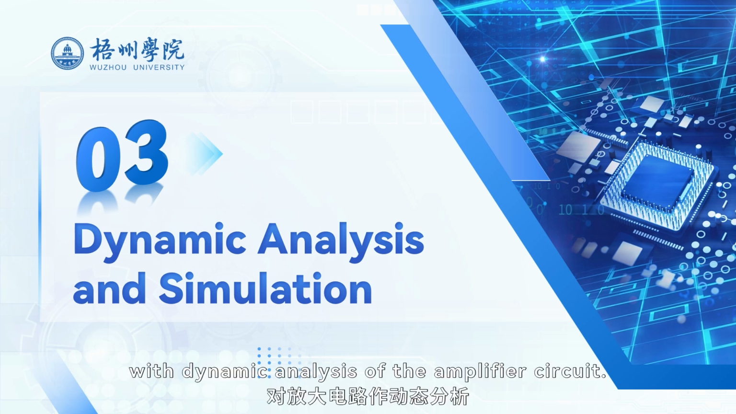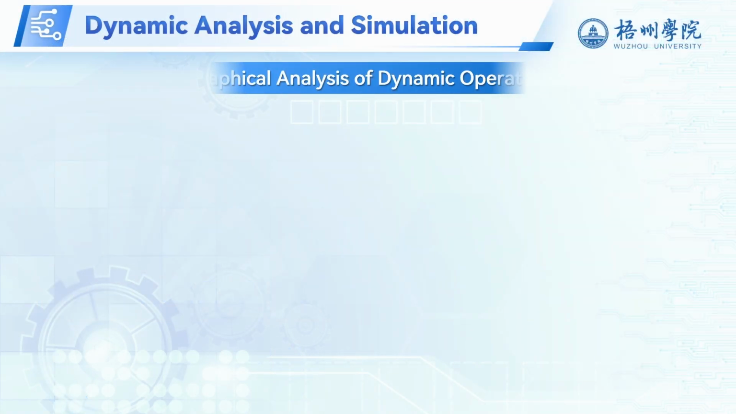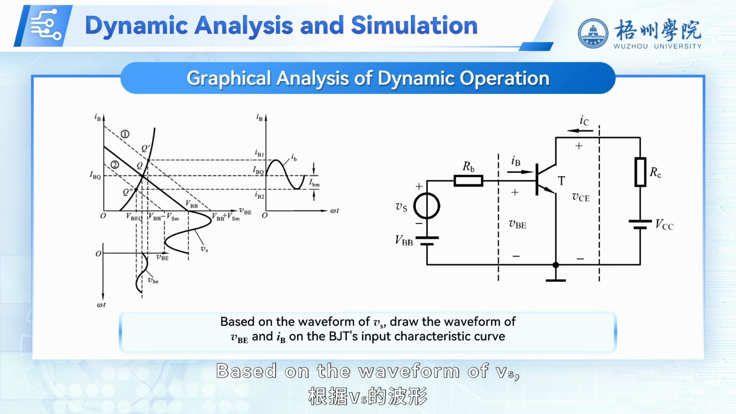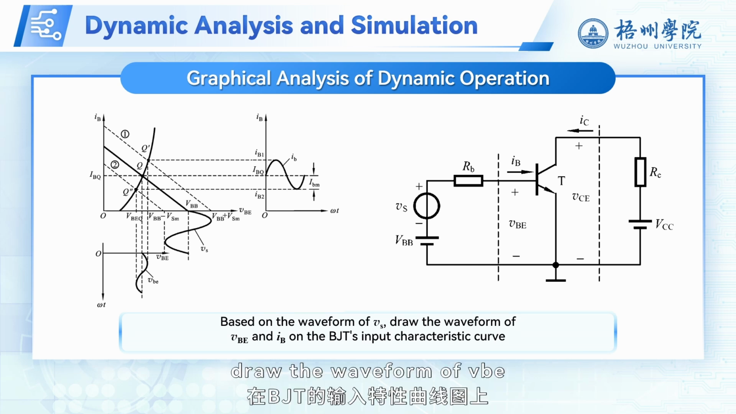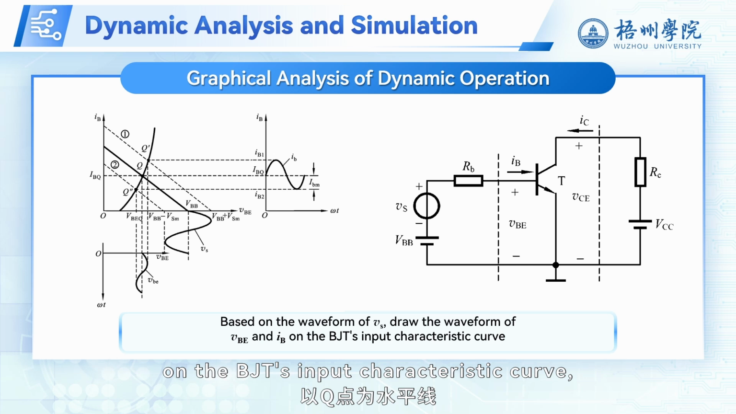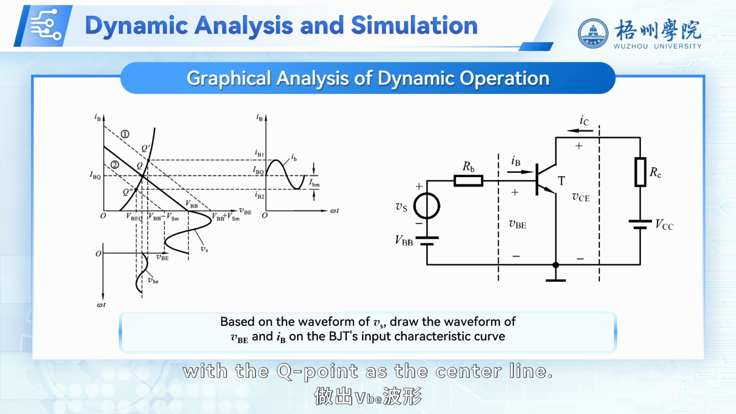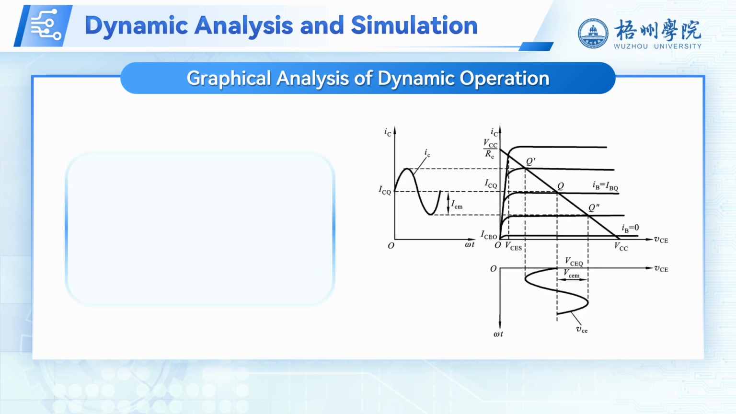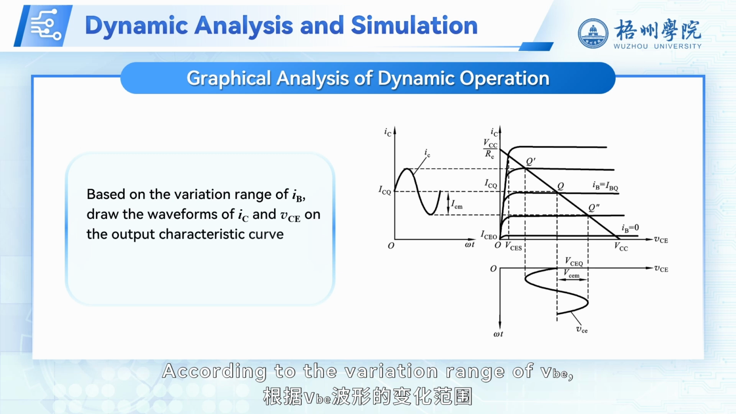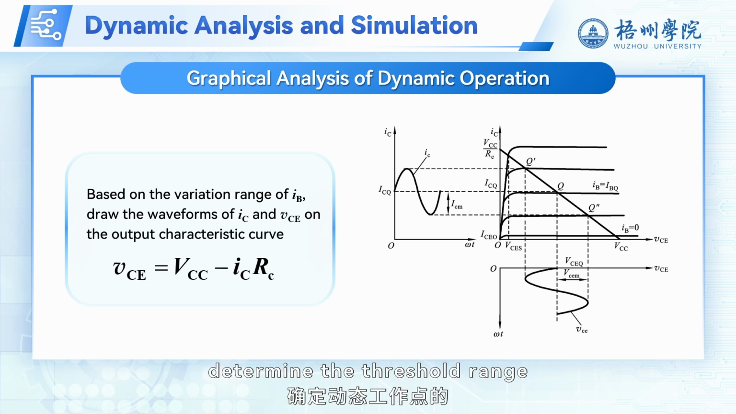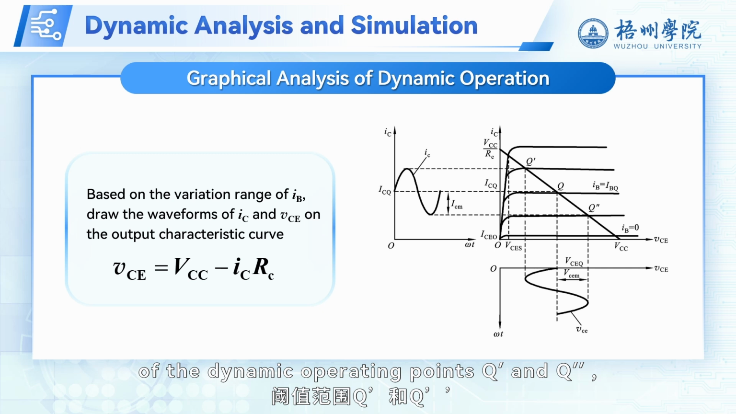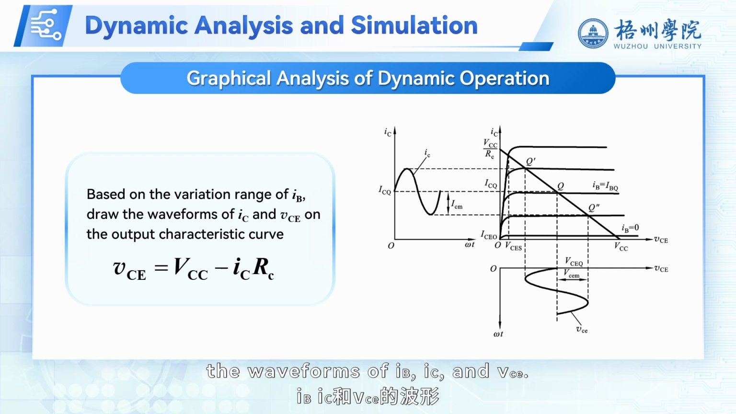Next, let's proceed with dynamic analysis of the amplifier circuit. Based on the waveform of Vs, draw the waveform of VB on the bipolar junction transistor's input characteristic curve, with the Q point as the center line. According to the variation range of VBE, determine the threshold range of the dynamic operating points Q' and Q'', and sequentially determine the waveforms of IB, IC, and VC.